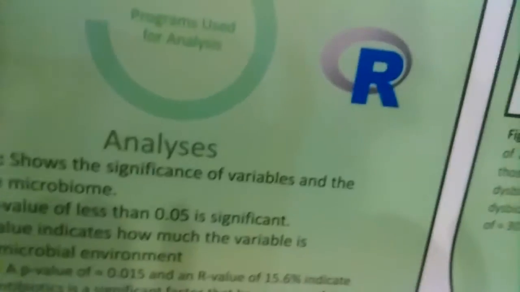Oh, just to go more in depth, the analysis that I ran was called a linear model. A linear model pretty much just shows the significance of a variable and how much that variable impacts the microbiome. It gives two values, a p-value and an r-value. The p-value just shows whether it's significant or not. If you get a value that's less than 0.05, then you have a significant variable. But if it's more than that, then it's not significant, because 0.05 is like the margin of error, and you want a low margin of error.